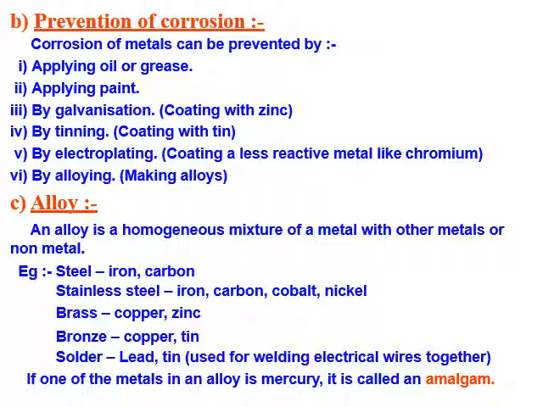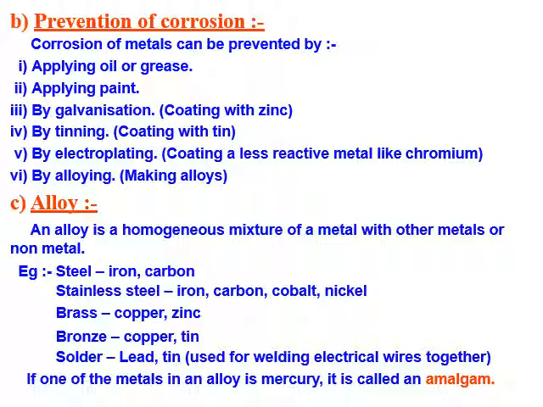So, an alloy is a homogeneous mixture of a metal with other metals or metal with non-metals. Example, stainless steel or steel. Steel is made up of iron and carbon. Stainless steel is made up of iron, carbon, cobalt and nickel. Brass is made up of copper, zinc. Bronze is made up of copper, tin.